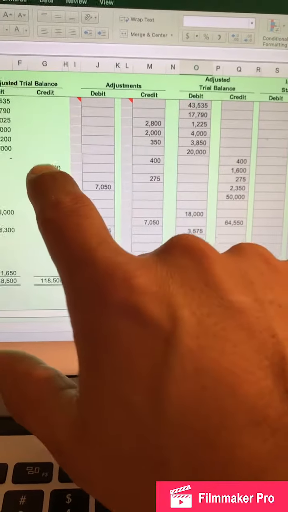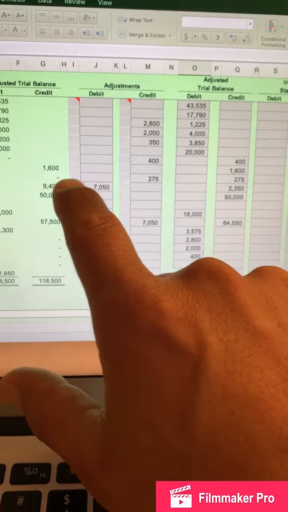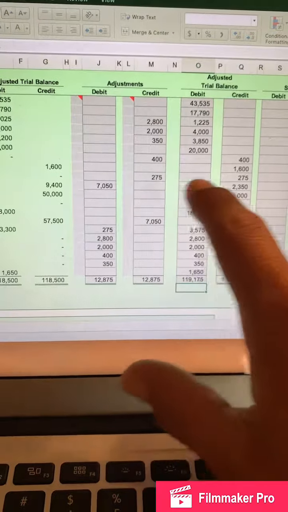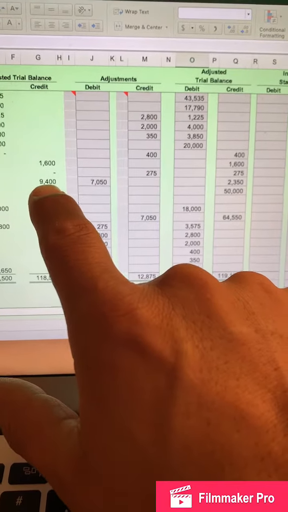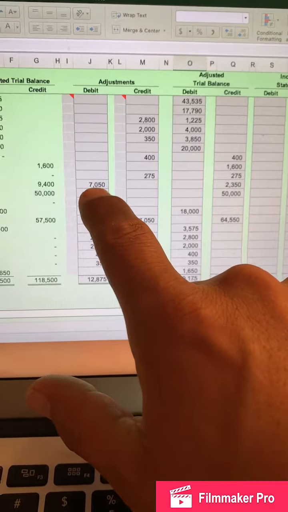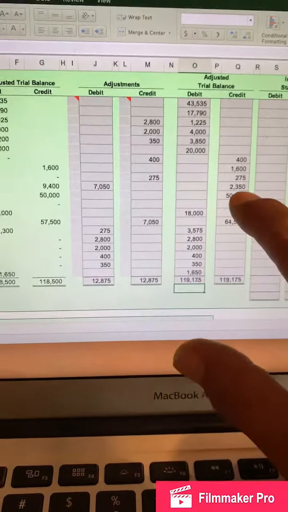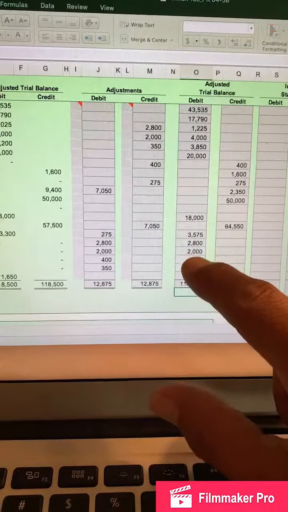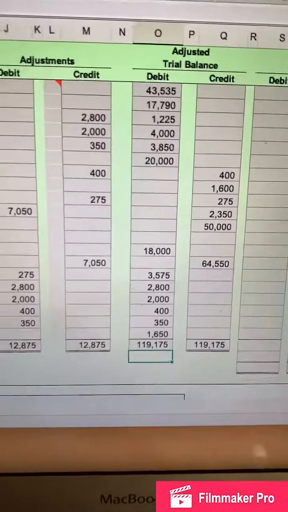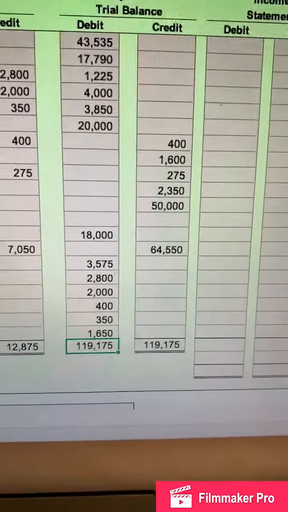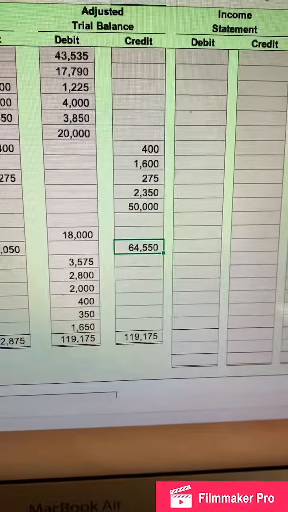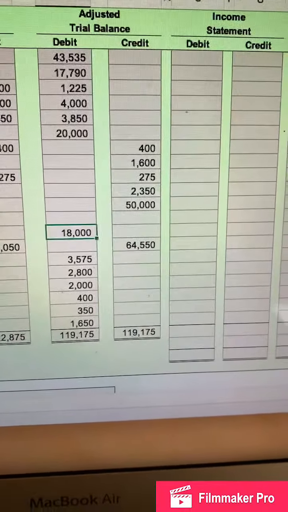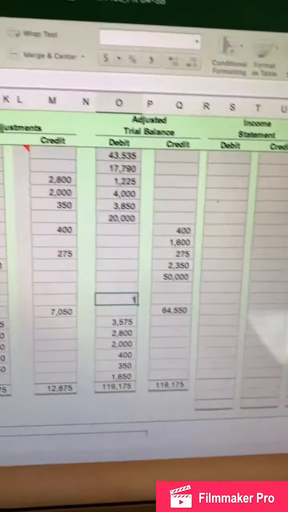Nothing happened with accounts payable. There is a salaries payable of 275. Our unearned fees was a credit balance. Now we debited it for 70.50 and it went down to 23.5. So I did that with all of these accounts. Now they do balance right here. 119,175, 119,175. So keep in mind here, if you do make a mistake here, let's say I put 1,800.